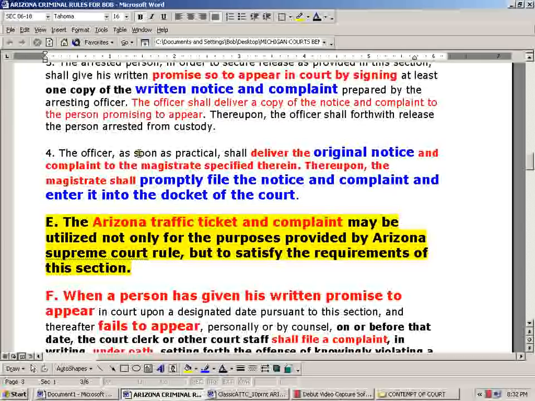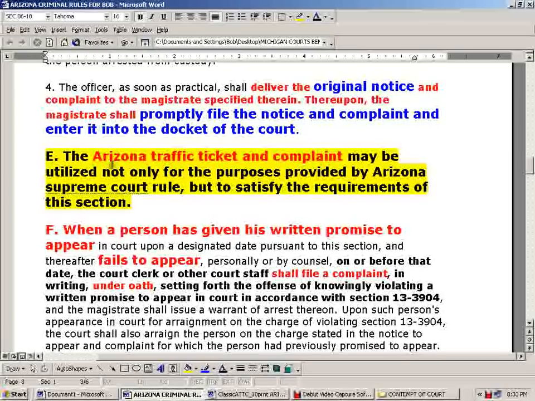The officer, as soon as practical, shall deliver the original notice and complaint to the magistrate specified. Thereupon, the magistrate shall promptly file the notice and complaint and enter it into the docket of the court. The Arizona traffic ticket and complaint may be utilized not only for the purposes provided by Arizona Supreme Court rule, but to satisfy the requirements of this section.